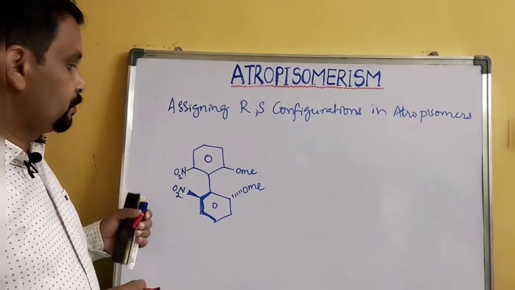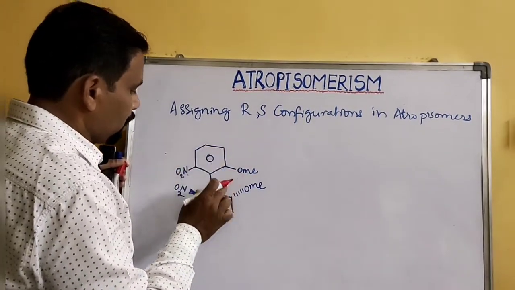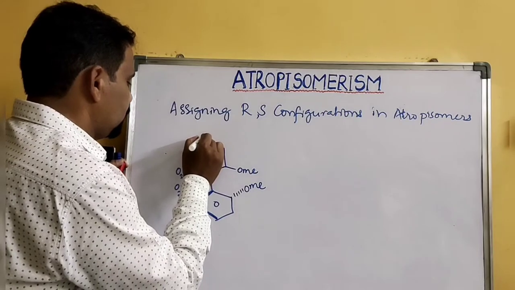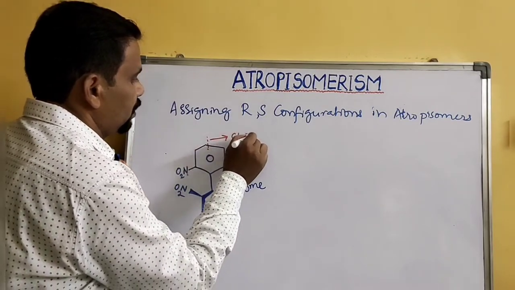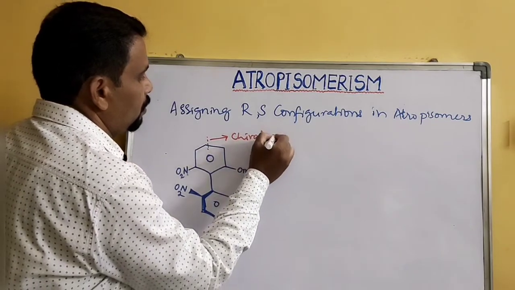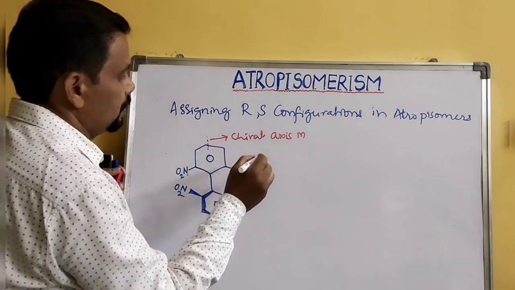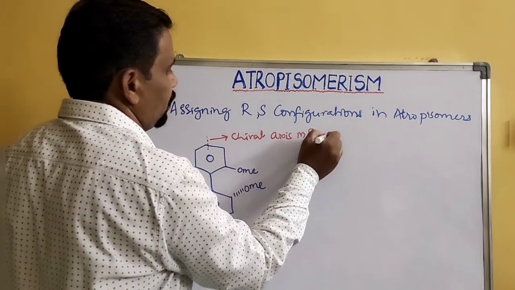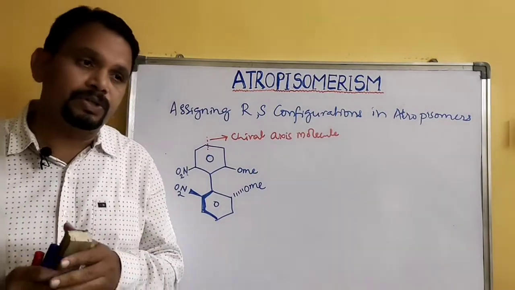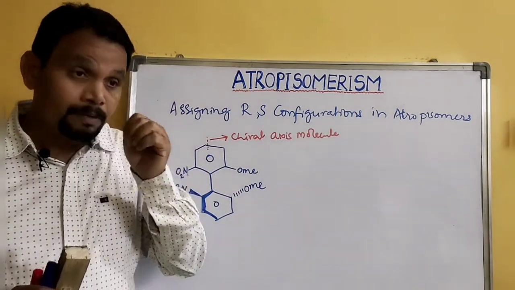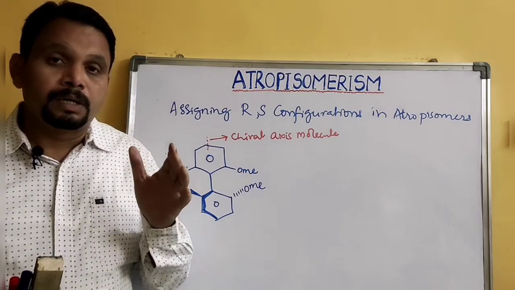So here you know that this molecule has a chiral axis. These are all chiral axis molecules. In previous cases I explained stereoisomers which have a stereo center.